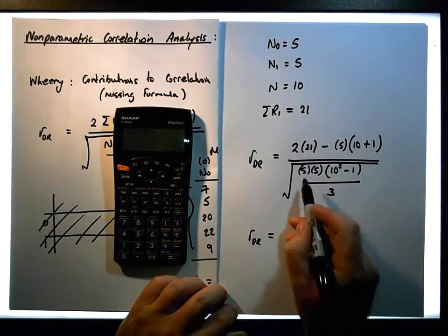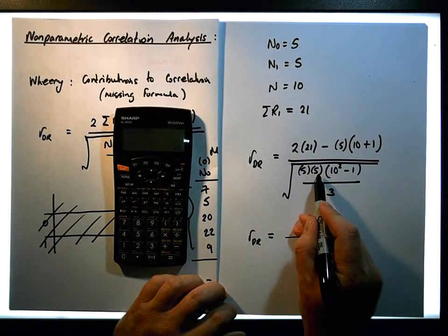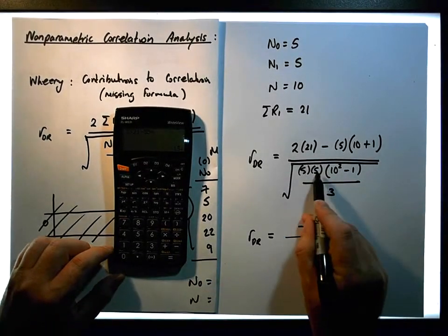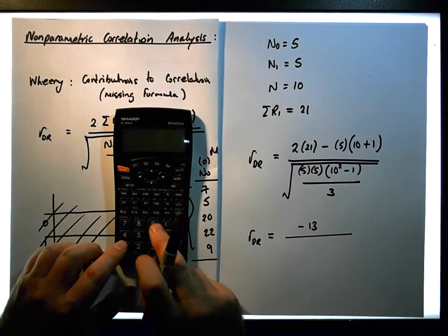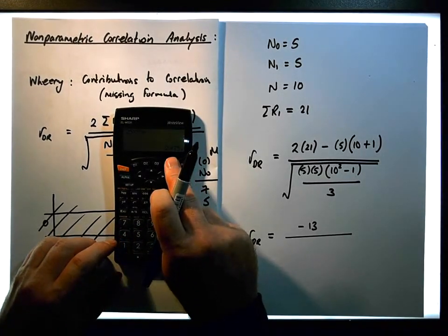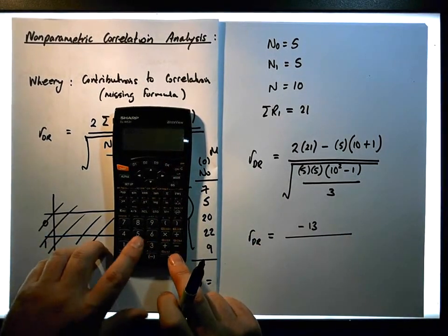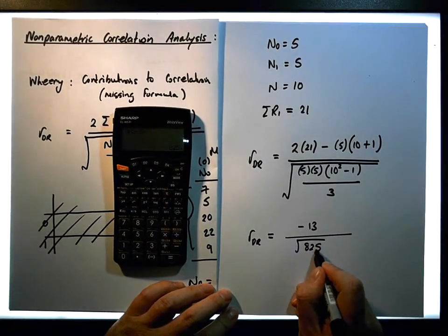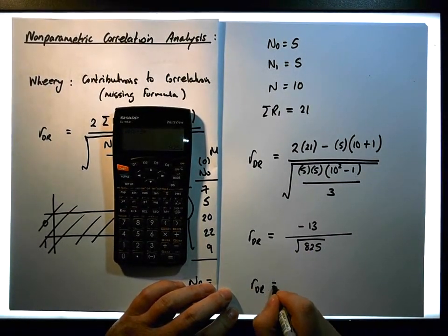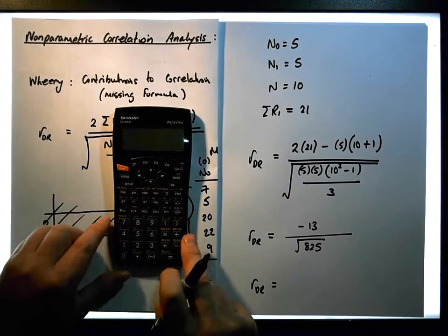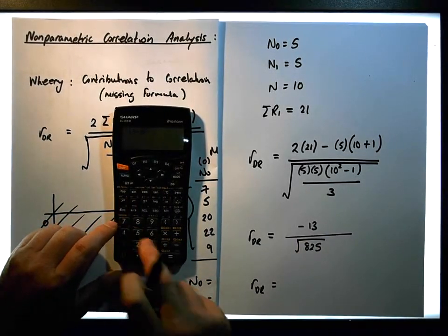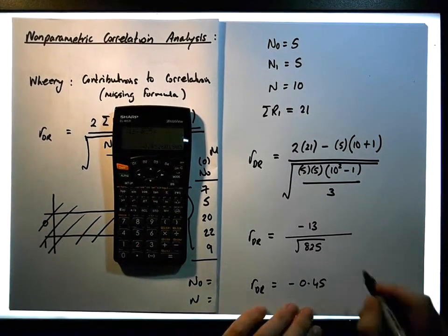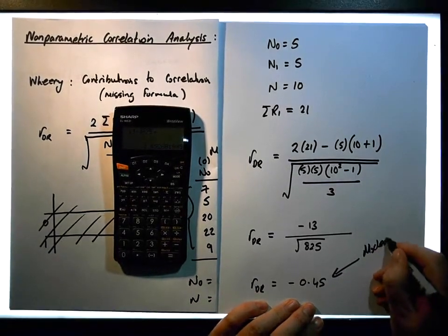And then the denominator: 5 times 5 is 25. 10 squared is 100, minus 1 is 99. So we have 25 times 99, which is 2475, divided by 3, which gives us 825. So we take the square root of 825. So r is equal to negative 13 divided by the square root of 825, which gives us a value of minus 0.45, which is a moderate association.